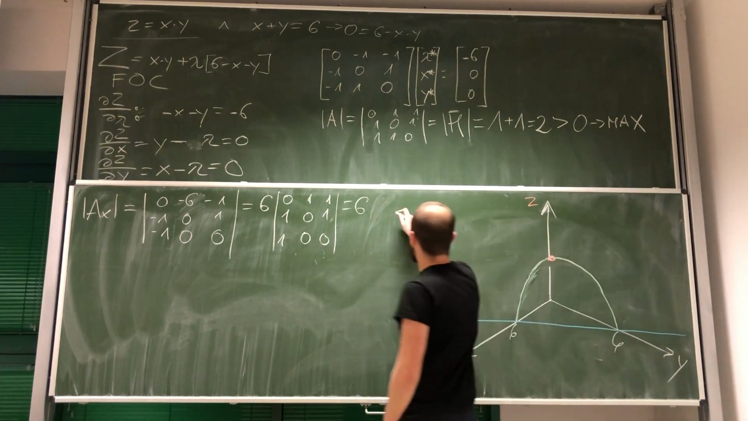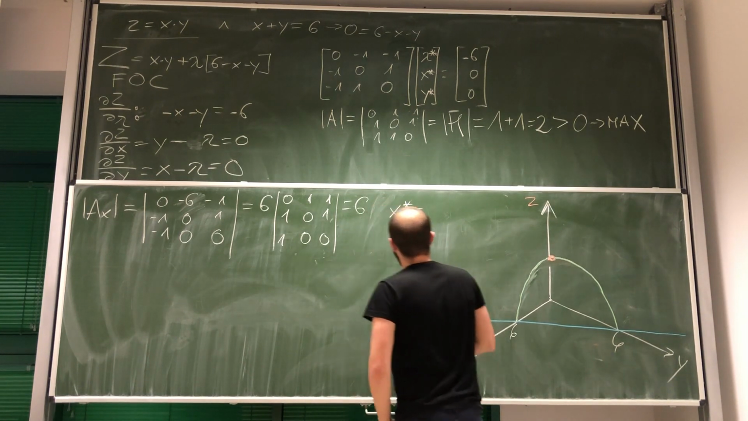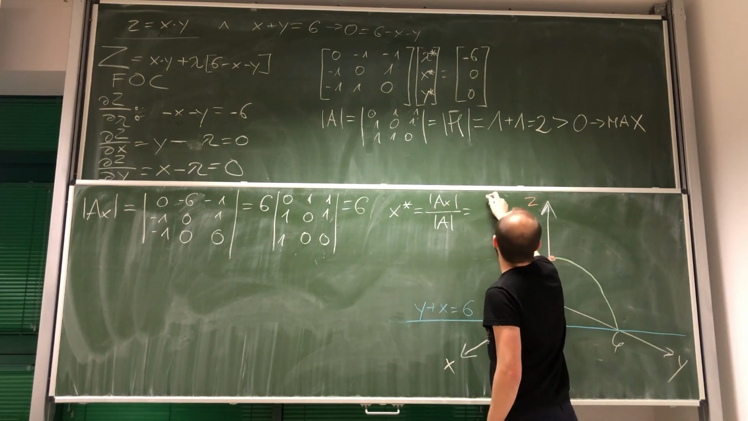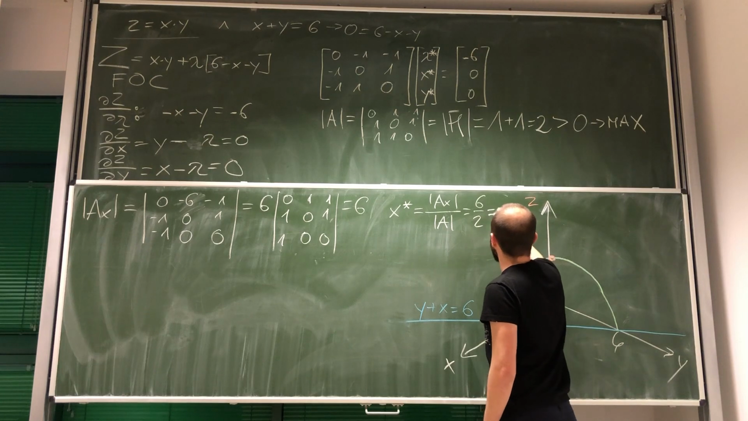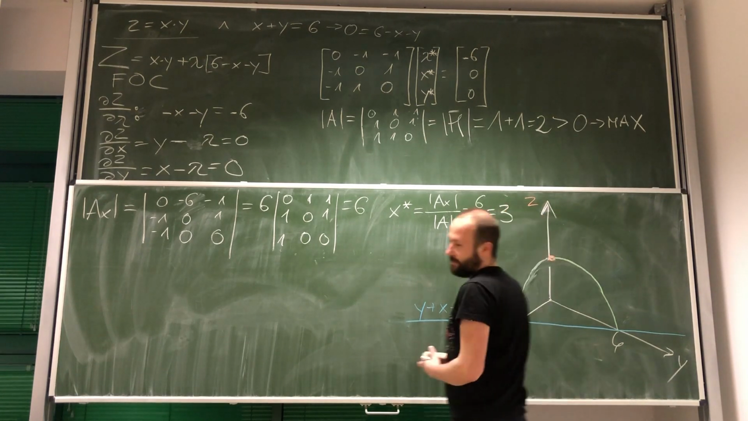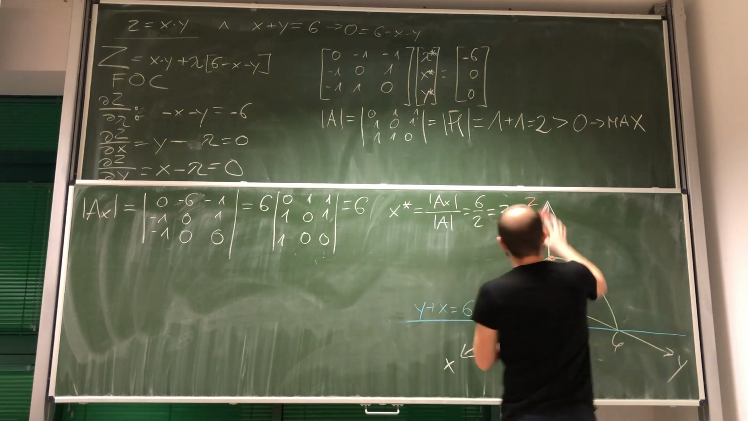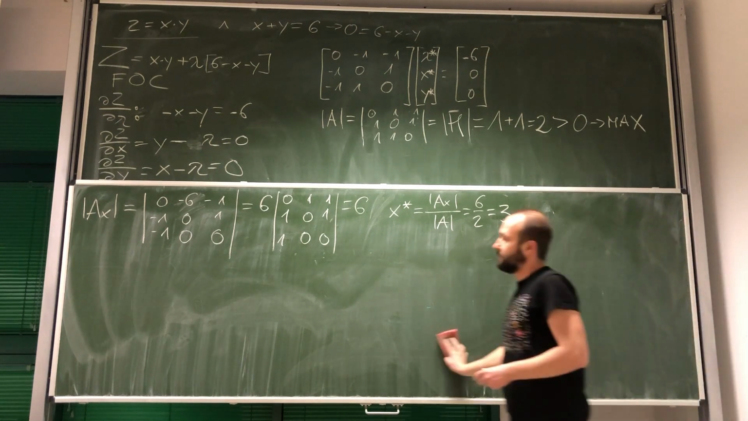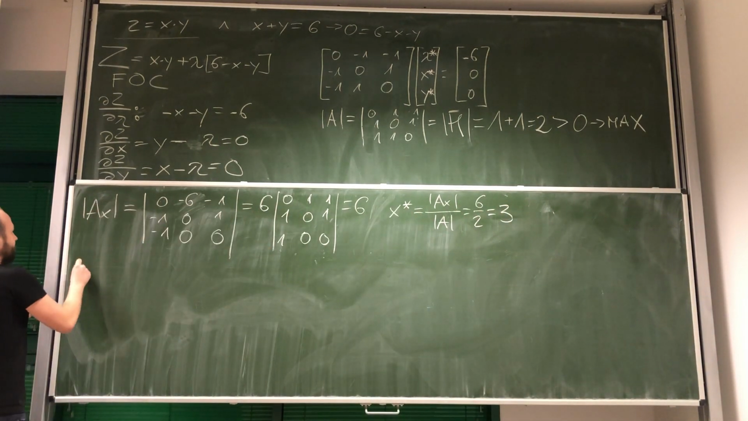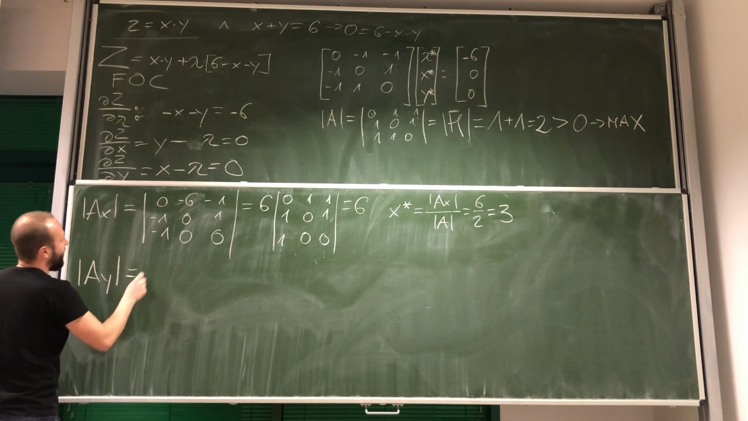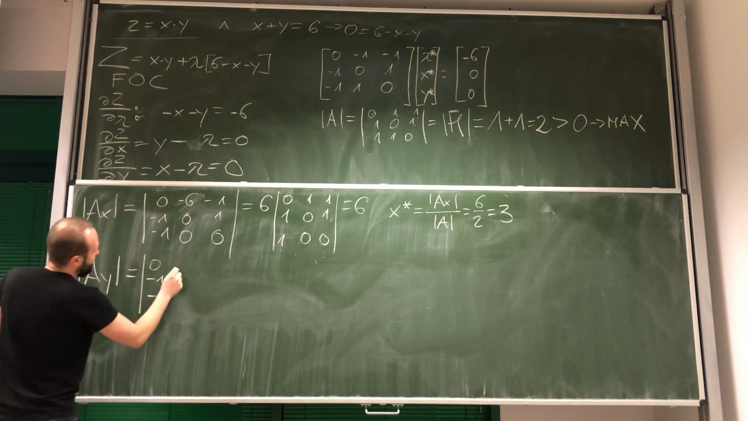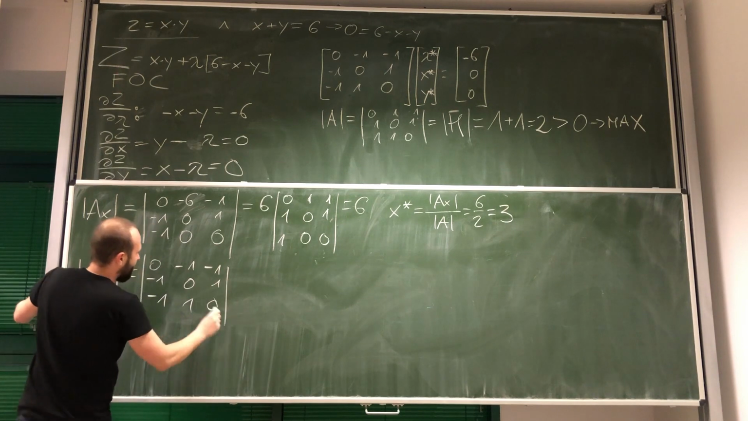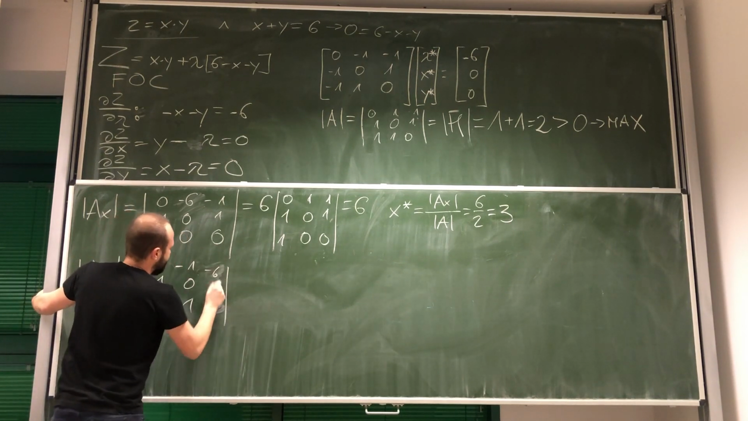And we get out of it that x, which is equal to Ax over A, is equal to 6 over 2, which is 3. Okay, then we go to Ay: 0, negative 1, negative 1, negative 1, 0, 1, negative 1, 1, 0. Okay, negative 6, 0, 0.